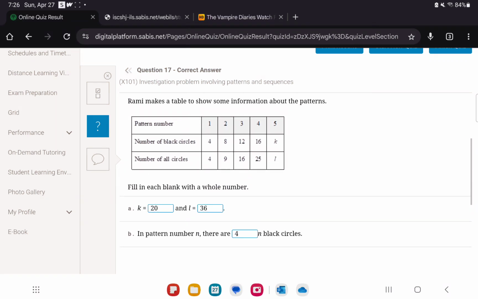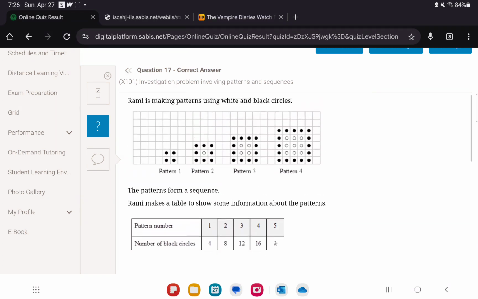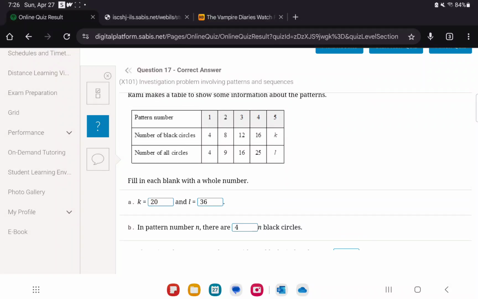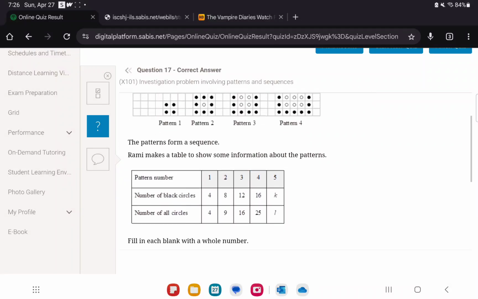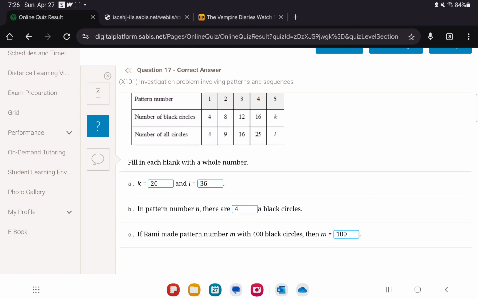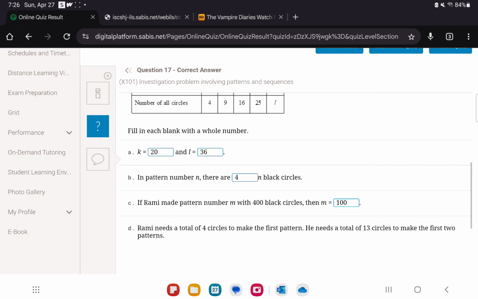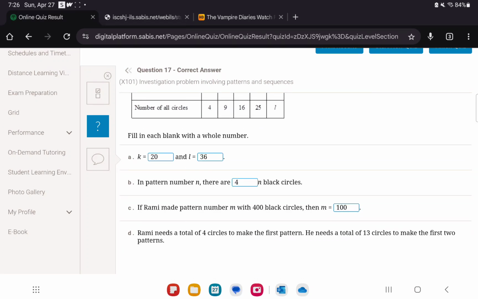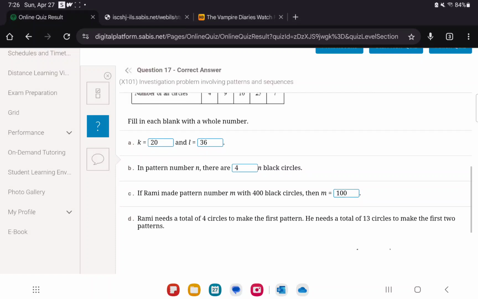That's part A. Now part B. In the pattern, there are something and black circles. We just go to the first pattern, we see how many black circles it is, and we put the answer in part A. So it keeps increasing by 4n, okay? That's all they mean. So you go to the first one and you see what number of black circles it is, and you just put it in, okay?